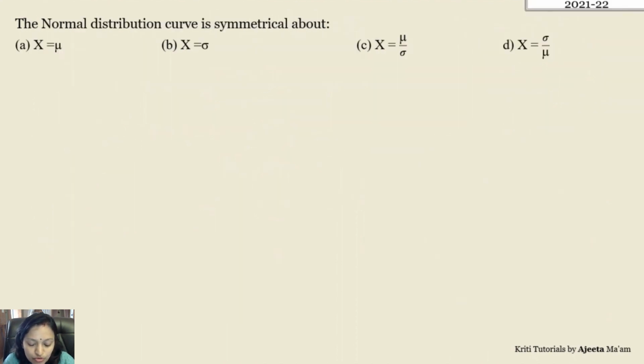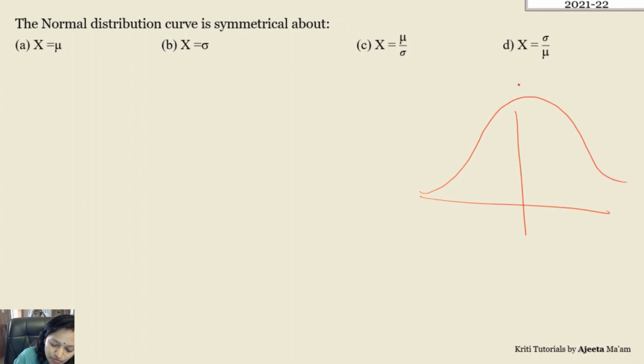Now the normal distribution curve is symmetrical about. So just tell me, symmetrical around what? If we draw a bell shape, which value is it? Symmetric around what? Yes, mu. So what's your answer? X is equal to mu.